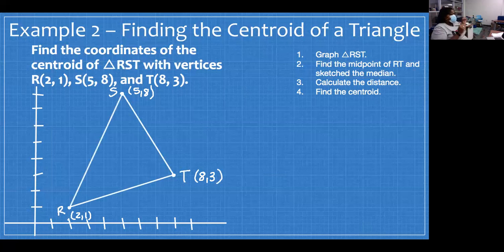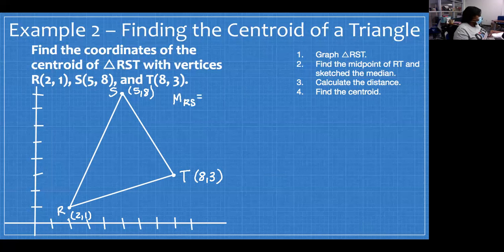Okay, so I have a triangle. Now, if I'm finding the centroid, that means I need to go from the vertex to the middle of the opposite side to get my medians. So let's go ahead and get my medians. I'm going to get all 3 of them. I'm going to start with the midpoint of RS.